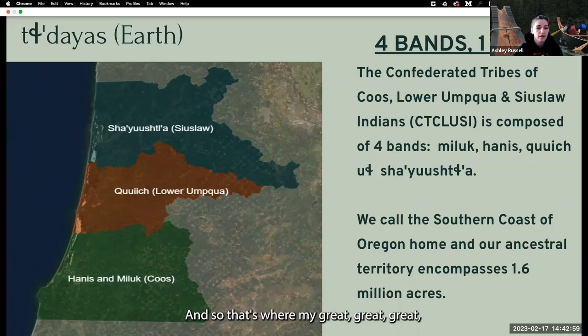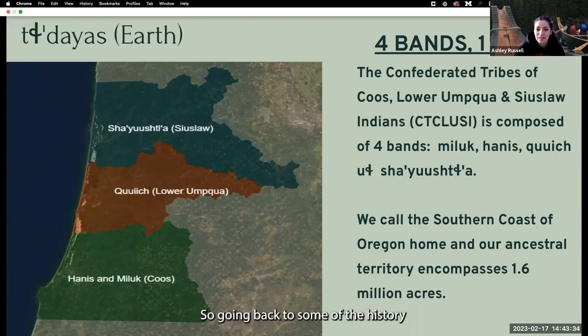And so that's where my great-great-great-great-grandmother was marched to. Luckily, she escaped and came all the way back down to Coos Bay. And my great uncle says that she hid in a Port Orford cedar tree for a couple months before my great-great-great-great-grandfather found her. And it was said it was love at first sight, and he married her, and now I'm here today. But that's a long story.